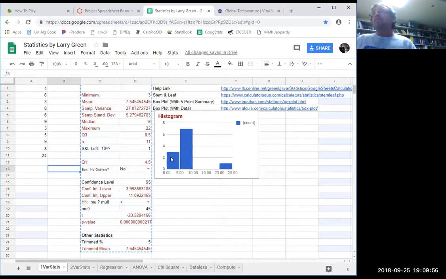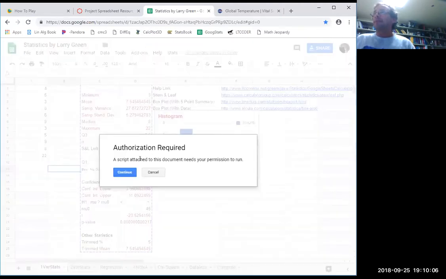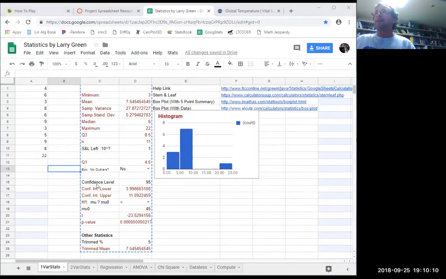Okay, the histogram will show up. The others may or may not show up if you go to stats. You go to box plot or stem and leaf. I need my permission to run. And the app isn't verified, so it might not let it happen.